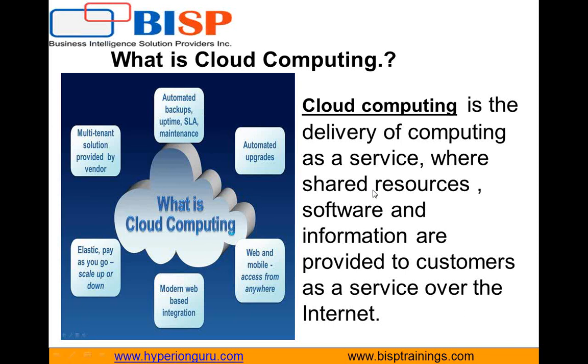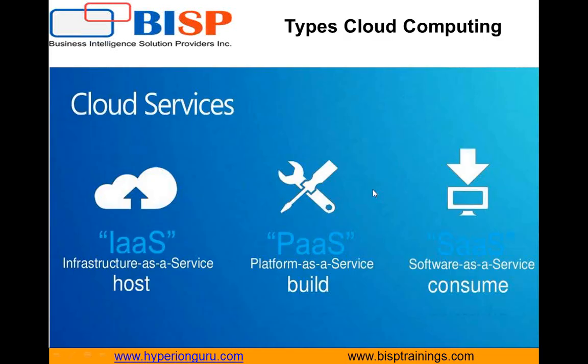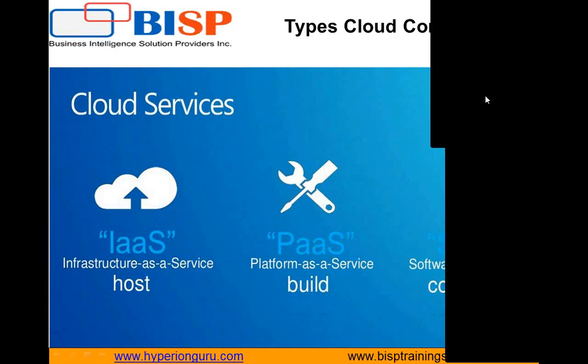If I talk about the types of cloud computing, there are three building blocks of cloud computing: SaaS, PaaS, and IaaS. SaaS is software as a service, PaaS is platform as a service, and IaaS is infrastructure as a service. So SaaS is for end users who do not want to develop any new application, or who do not want to host any application. They only want to use the applications.